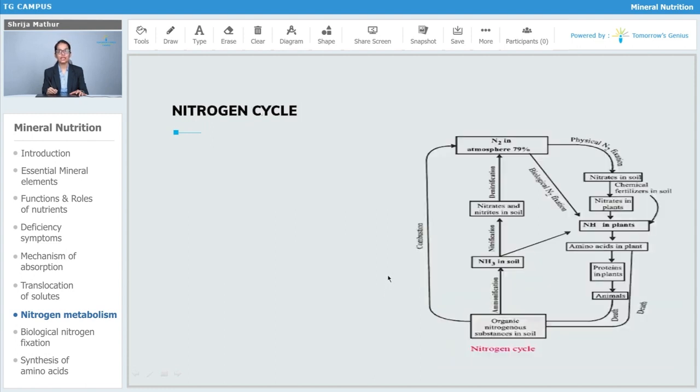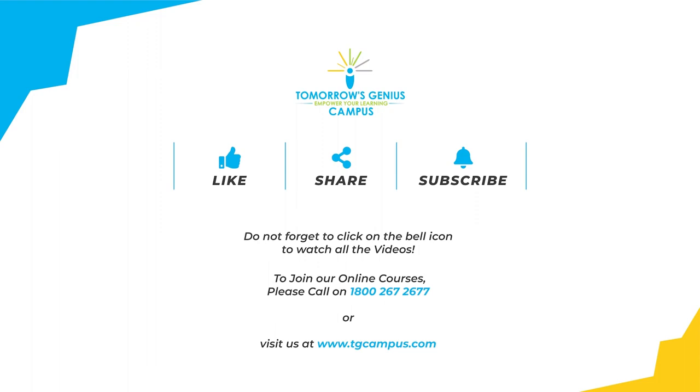So this is the nitrogen cycle that you can see. The ammonification, nitrification, denitrification, and biological nitrogen fixation, all these are the processes of the nitrogen cycle.